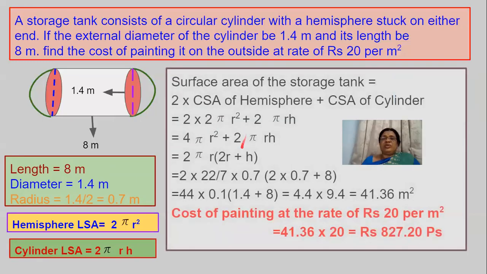So this is the problem here. The surface area of the storage tank will be, there are two hemispheres, isn't it? Here one hemisphere is there and here one hemisphere is there.